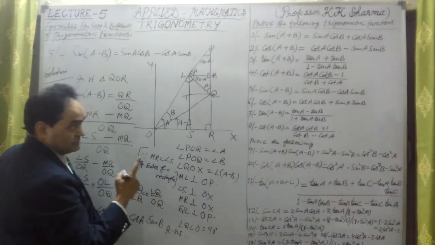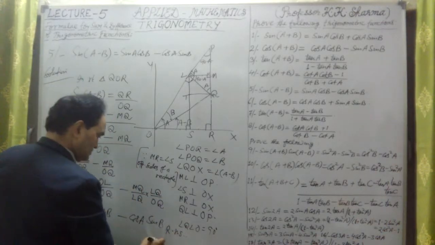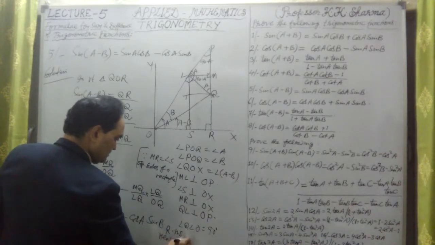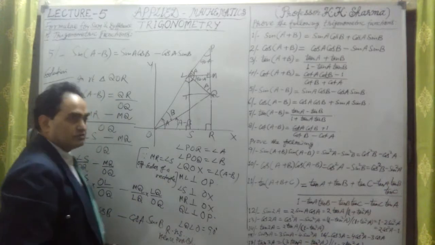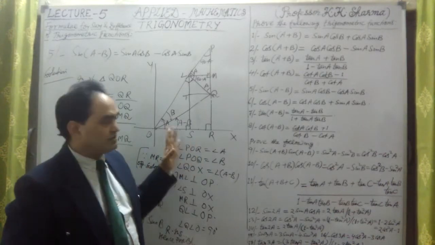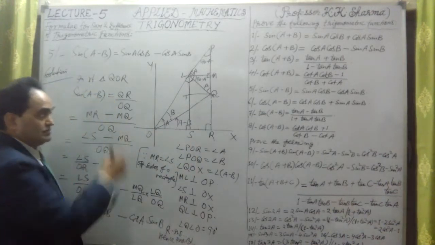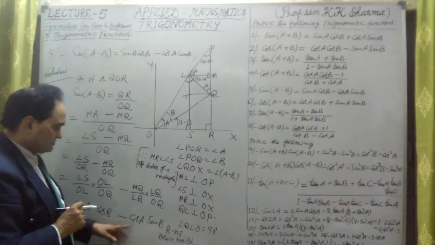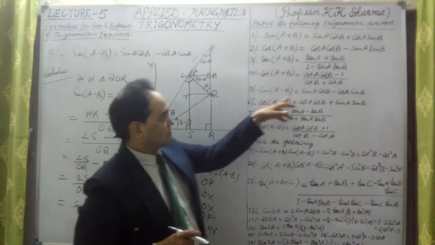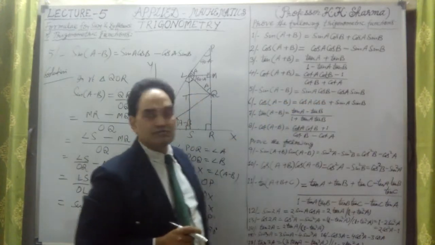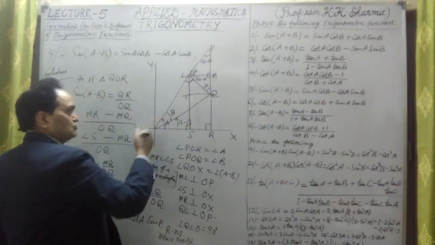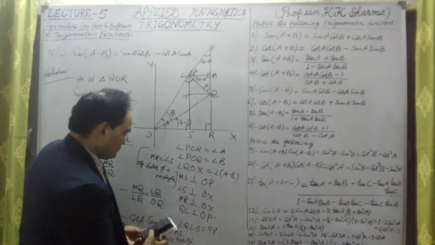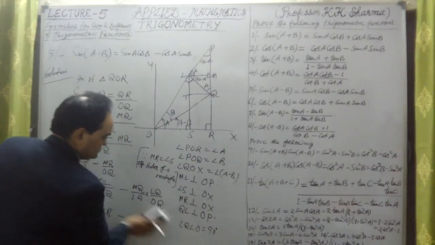Because sine A minus B is the first difference formula we have to prove. Sine A minus B, in this figure we have taken, is sine A cos B minus cos A sine B. And to form the geometrical figure, where all these things are written down, we note which angle is right angle, which is not right angle.